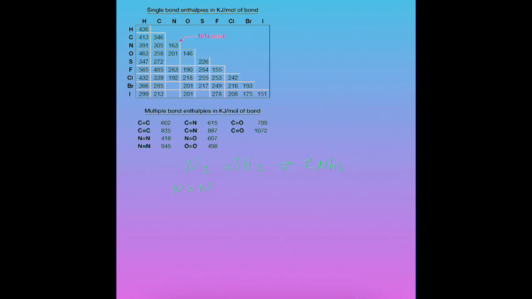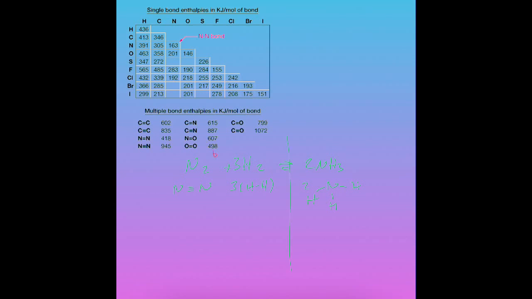A common pitfall, a common error, is people look up the wrong NN bond. It can be N single bond N, and double bond. Can it be double bond? Yes, it can. And N triple bond, which is in diatomic molecule nitrogen. Then we've got 2 lots of NH3. 2 lots of that. So it's breaking, take away, making.